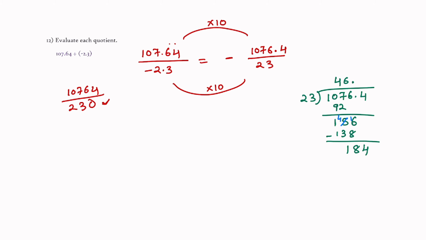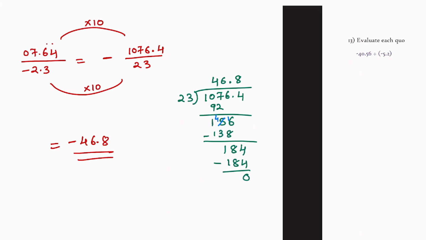Remember to put your decimal. And this is exactly times 8. You can do the calculations on site to check whether this matches or not, okay? But I know it does. So that's 184, 0 is the remainder. So the answer here is 46.8. And remember this minus sign. So that's minus. Done. Ready for the next?